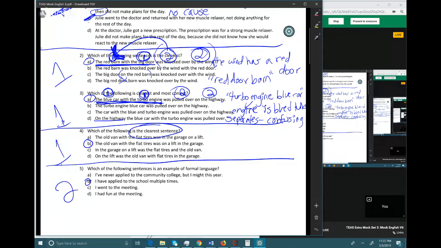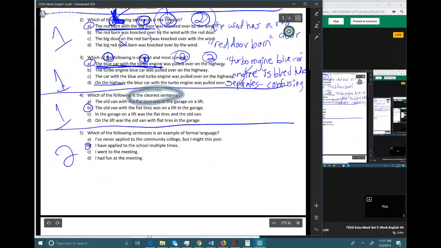Number 3, exact same structure. The blue car, that's our focus, that's our subject, with the turbo engine. They are worded identically. Anytime you're describing a big thing that so happens to have a little thing, that's how that works. So you can start to look for that.